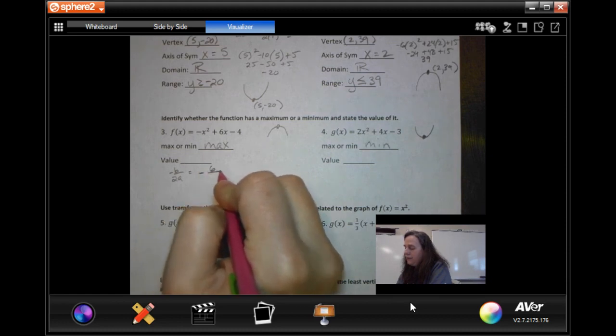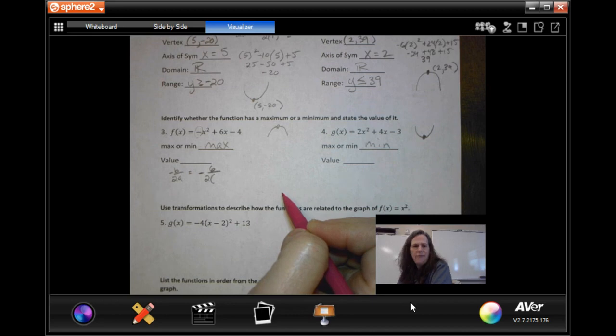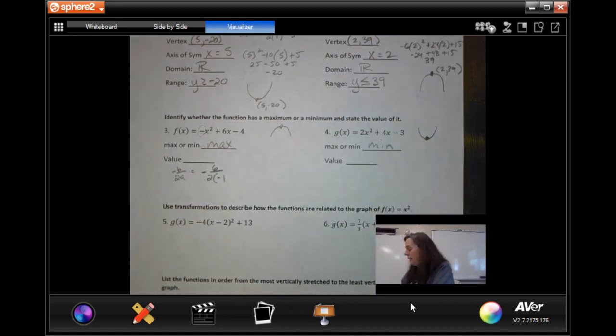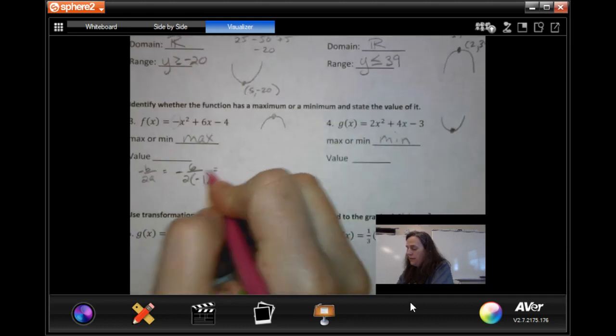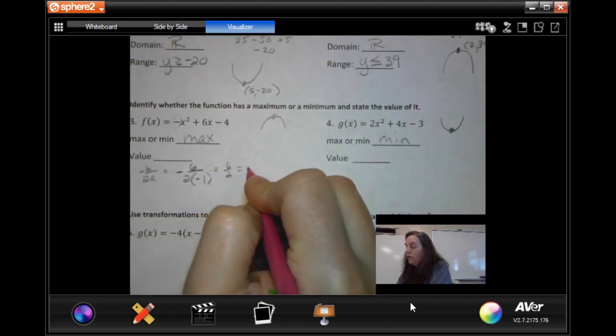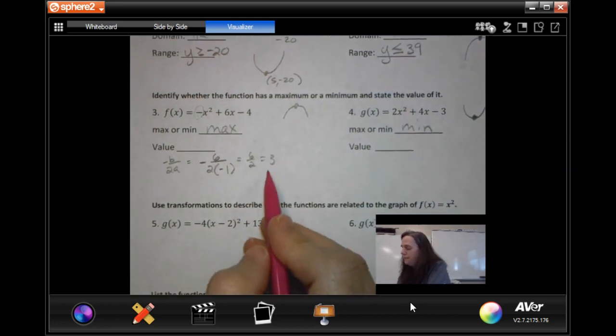Negative 6 over 2. Now this is kind of tricky, right? What's our a value? Negative 1. Yeah, okay, good. Which is the negatives are going to cancel out to be positive. 6 over 2 or 3. 3 is our axis of symmetry.